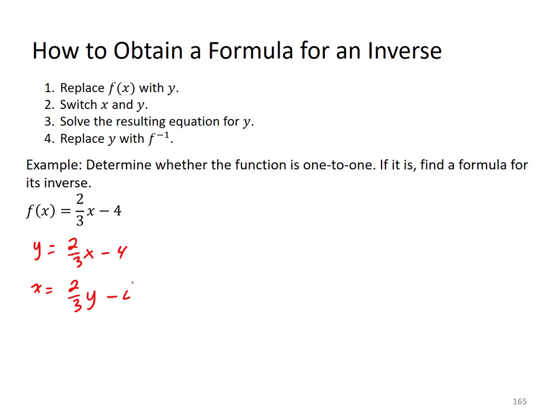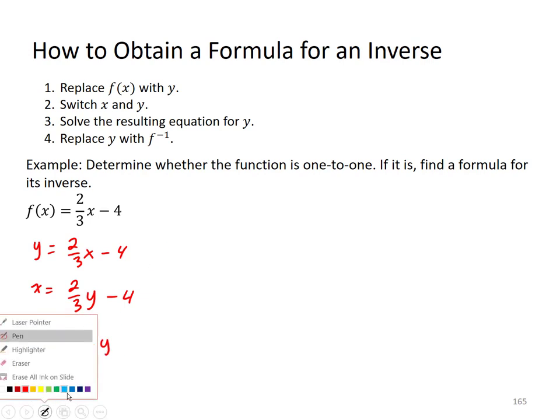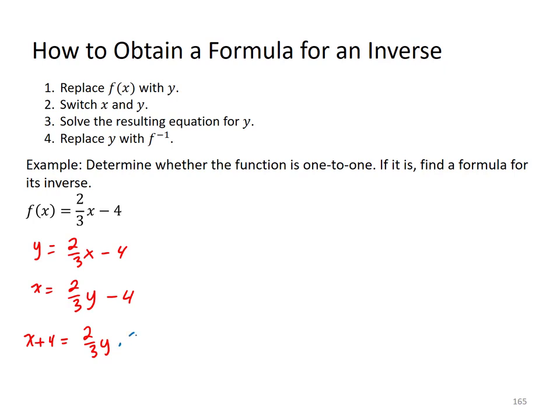And we'll solve that resulting equation for y. So in this case, x equals 2/3 y minus 4. To isolate y, I need to add 4 to both sides. So this would be x plus 4 equals 2/3 y. And then I will need to multiply both sides by the reciprocal of 2/3, which is 3/2. So I have 3/2 parentheses x plus 4 equals 2/3 y times 3/2.